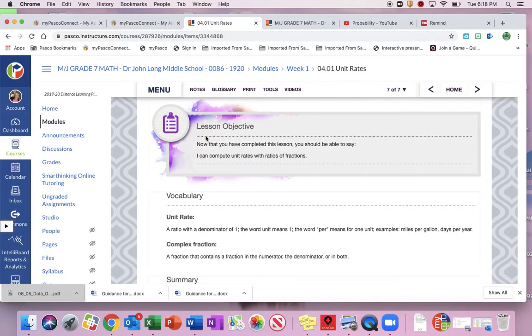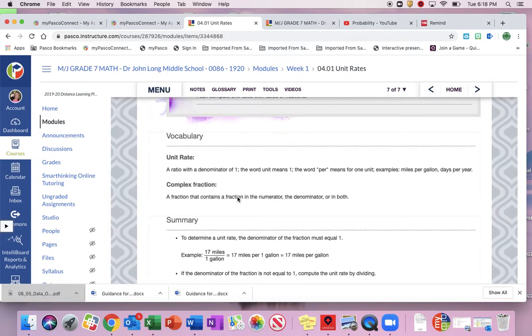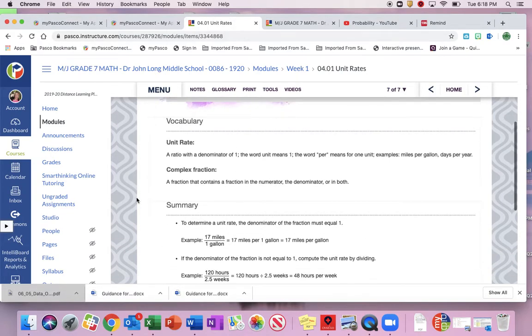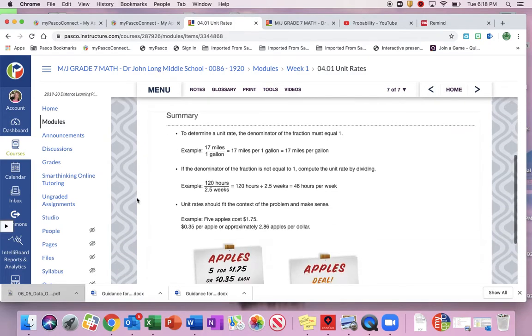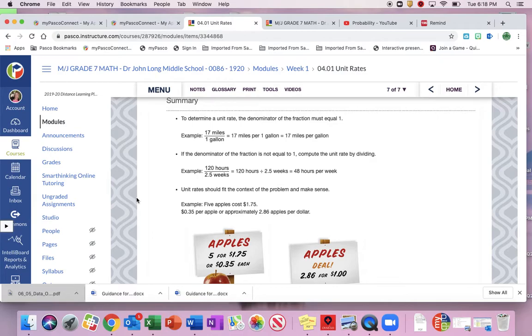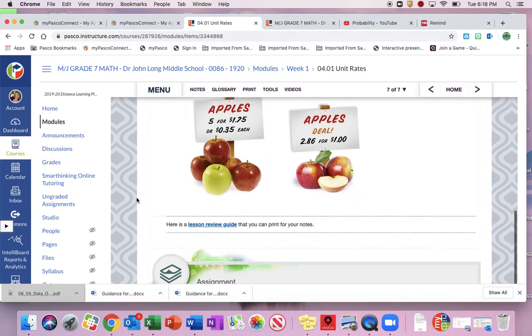So did you meet these lesson objectives? Can you compute unit rates with ratios of fractions? Always go back over the vocabulary words. They're always important. They've got the definitions for unit rate and complex fraction. Here's a summary of some of the examples that were done with unit rates. Also some of the ones comparing the prices with unit rates.